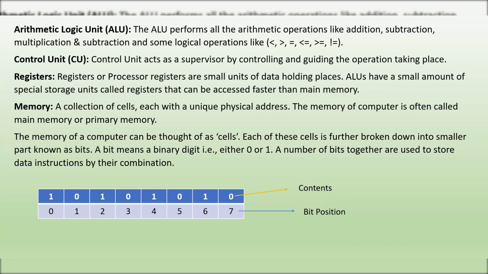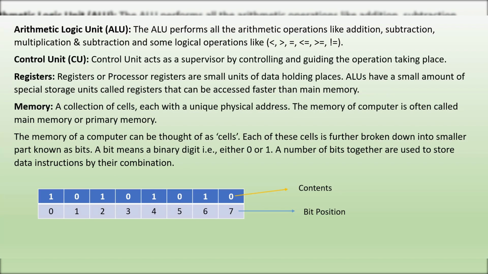Okay. Next is control unit. Control unit acts as a supervisor by controlling and guiding the operations taking place. Next is register. Registers are in the processor. Registers are a small unit of data holding places. The ALU has a small amount of special storage units called registers that can be accessed faster than main memory.